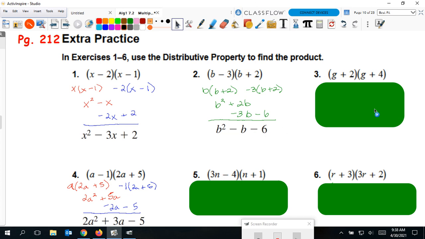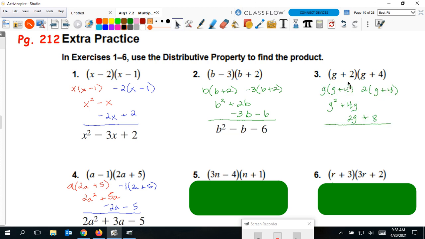Number 3 with the g variable. So it starts off like this with g times g plus 4, 2 times g plus 4, and then you're multiplying. We're going to combine the 4g and the 2g together. And so your answer is g squared, 6g when you combine the g's together, and then plus 8. So it's a positive 6g. These are both positive, so you add them together.